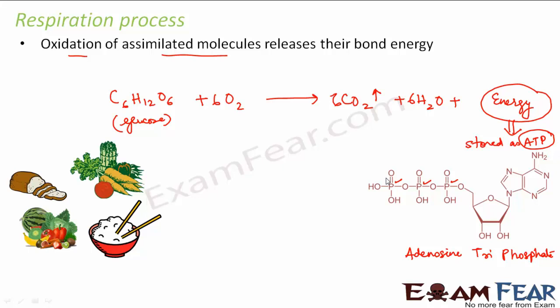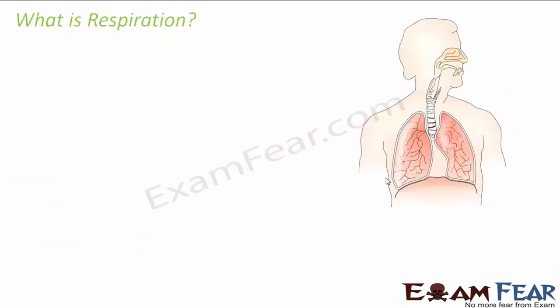So now you understand the process of respiration. Respiration is basically oxidation of the assimilated molecules so that their bond energy gets converted into released energy which can be utilized for various activities inside the body. How is this energy stored? It is stored in the form of adenosine triphosphate molecules. Whenever a cell needs energy, ATP molecules are given to that cell. Whenever the energy requirement is more, more ATP molecules are given. Right? Okay, so now let us see what respiration is.